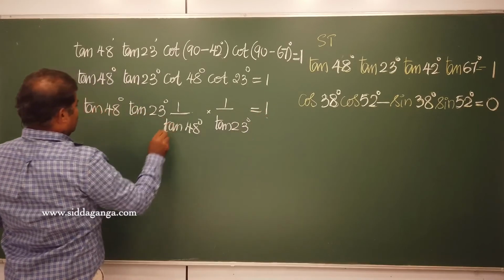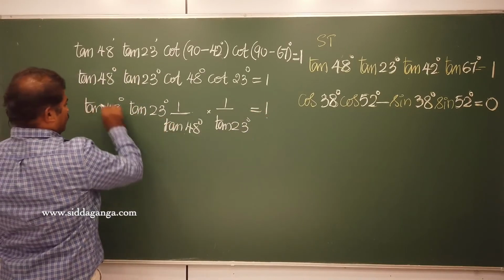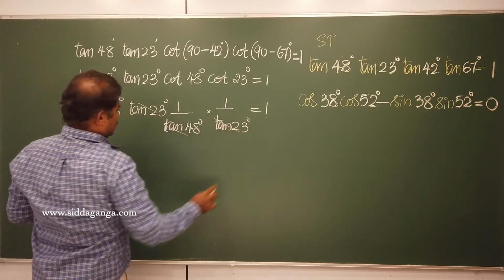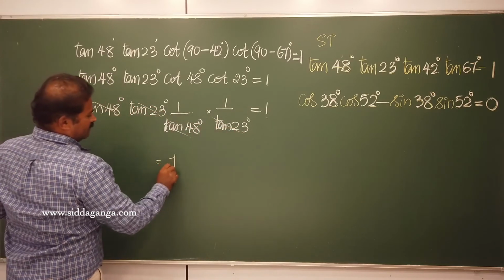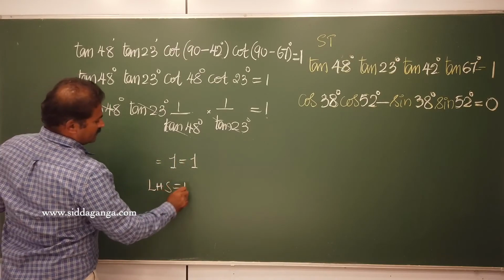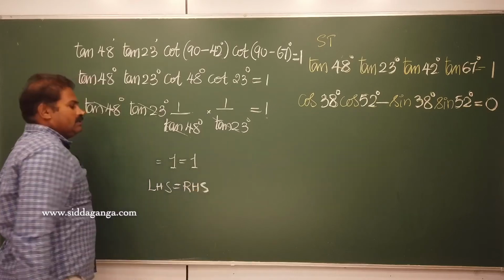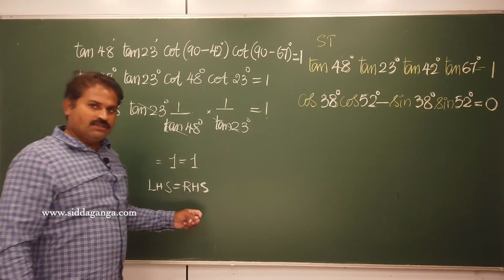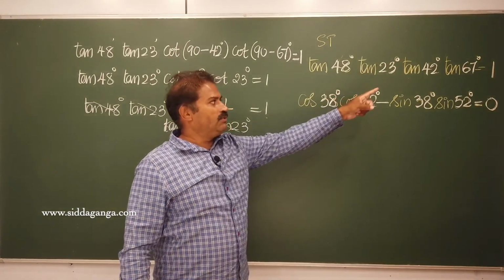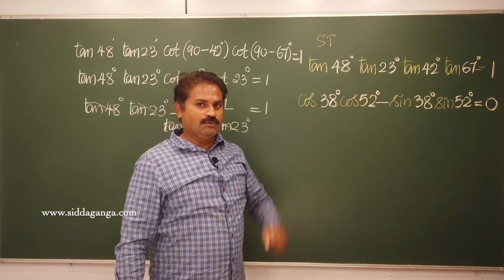So now what you can see is you can cancel tan 48 and tan 48, and you can cancel tan 23 and tan 23. So when you cancel everything, what is left is 1. So LHS is equal to RHS. Therefore, you have proved that tan 48 into tan 23 into tan 42 into tan 67 is equal to 1.